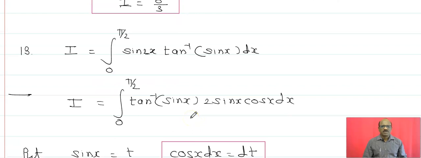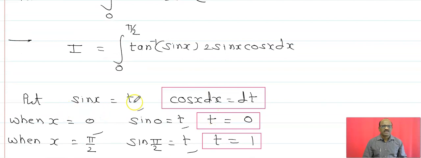Now the problem number 13. I is equal to integral 0 to pi by 2 sin 2x tan inverse of sin x dx. Now again this can be written as 0 to pi by 2 tan inverse of sin x. What about the sin 2x? 2 sin x into cos x. Put sin x is equal to t.